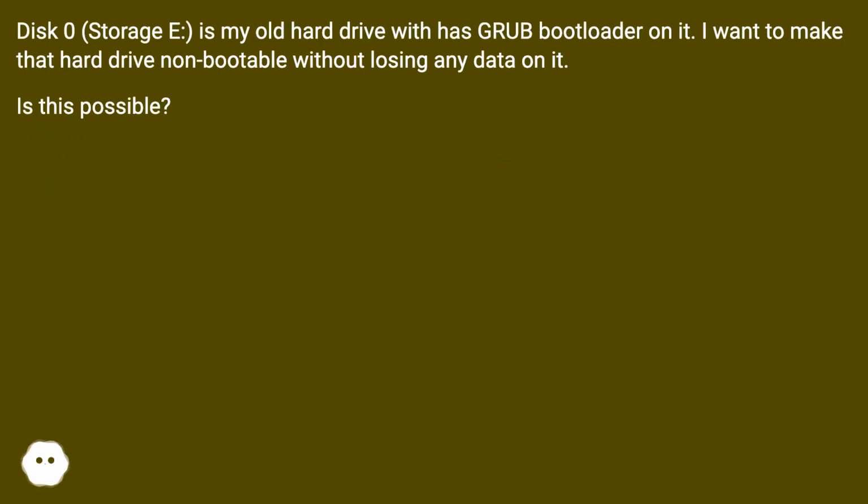Disk 0, storage E, is my old hard drive, which has the GRUB bootloader on it. I want to make that hard drive non-bootable without losing any data on it. Is this possible?